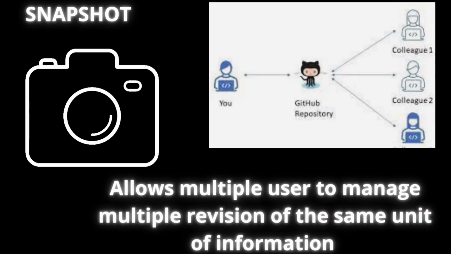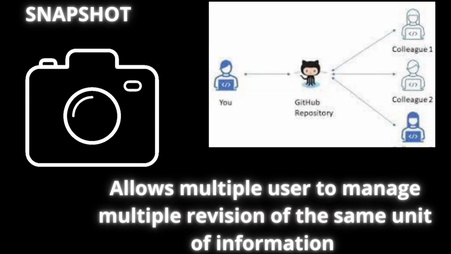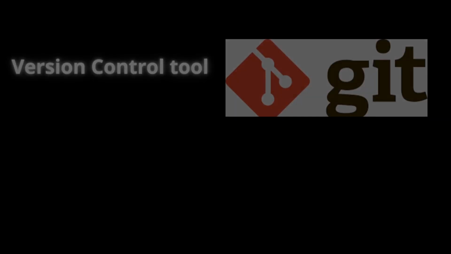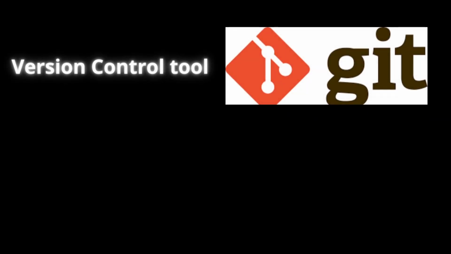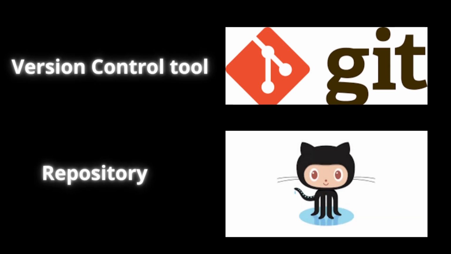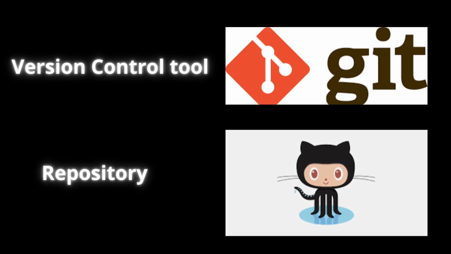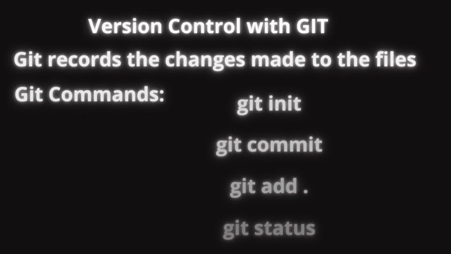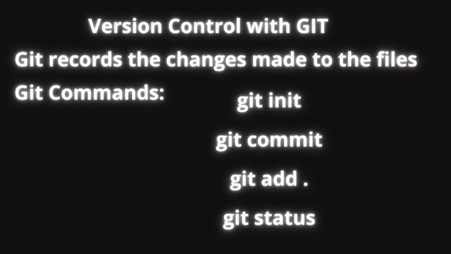What is version control? Version control allows you to take a snapshot of your project. It allows multiple users to manage multiple revisions of the same unit of information. Git is one of the famous version control tools that you can learn. And we have github.com as the code hosting platform for collaboration and version control. Git records the changes that are made to the file. Familiarize yourself with various Git commands because this is one tool that you will require in your entire DevOps journey.